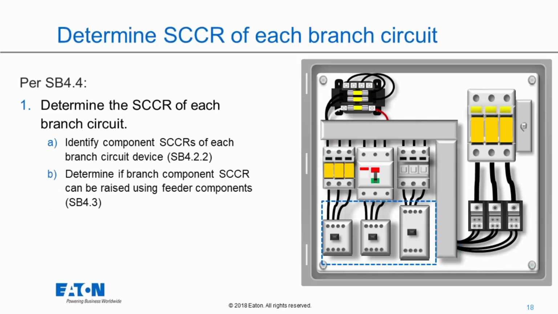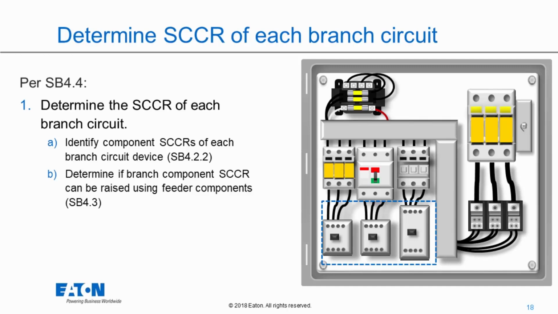So we're going to spend probably the most time today on step 1, because step 1 is the most complicated step. Step 1 actually has a part A and B here. So we're determining the short circuit current rating of each branch circuit. We start by identifying the short circuit current ratings of each branch circuit device. The difficult part here is actually looking up all of these ratings, so it's time consuming.